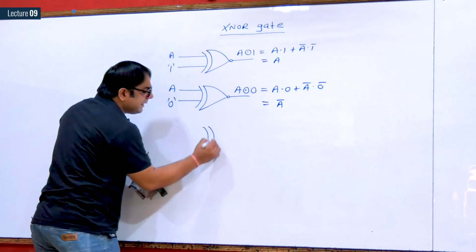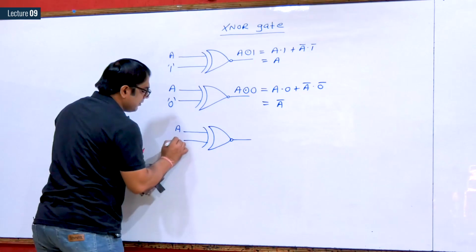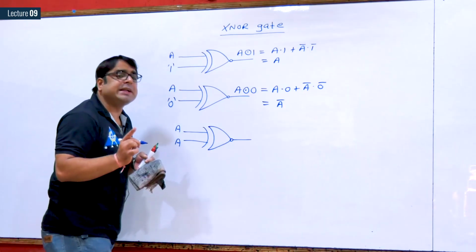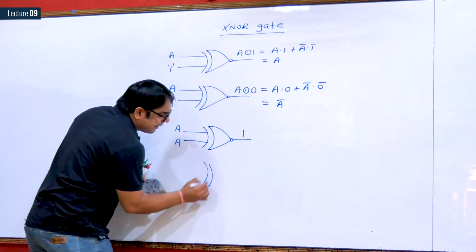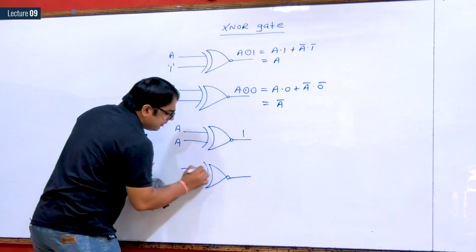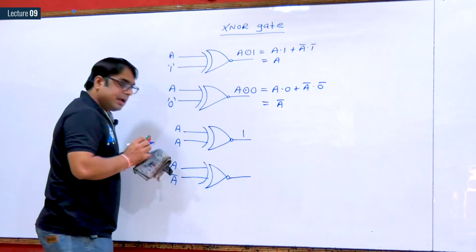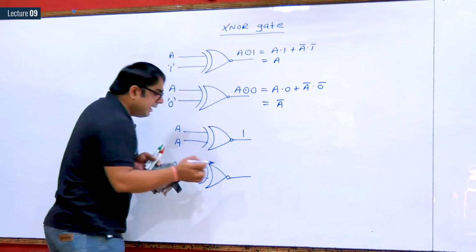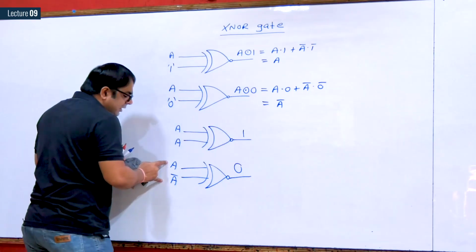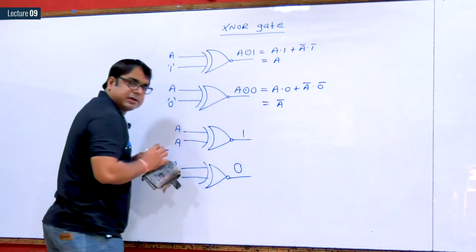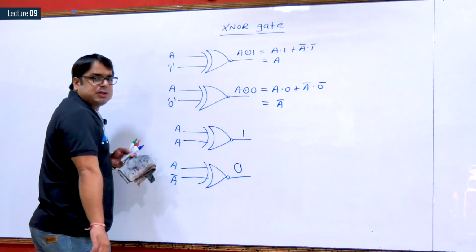Other results are quite easy. For example, if I fix both inputs at 1. So we have learned XNOR gate is equality detector. Equal inputs will be detected, output will be high. And what will happen if inputs are unequal? Unequal inputs will not be detected, means output will be logic low. Equal inputs will be detected, unequal inputs will not be detected. So this result, you should know.